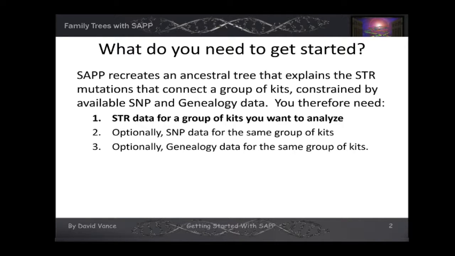But typically, if someone has tested with Family Tree DNA, they will have the usual 37 to 111 markers, and you can mix those in as much as you want within the tool. Optionally, you can enter SNP data for the same group of kits, and optionally, you can also enter genealogy data, so who shares a common ancestor within the group that is closer to present day than the common ancestor of the entire group, and that sort of thing. And we'll talk about how to do that in a few examples here.